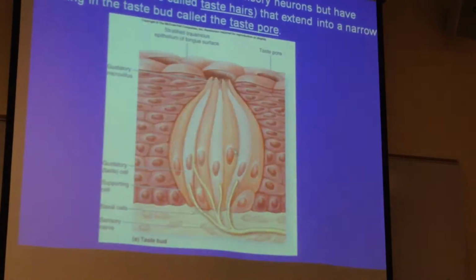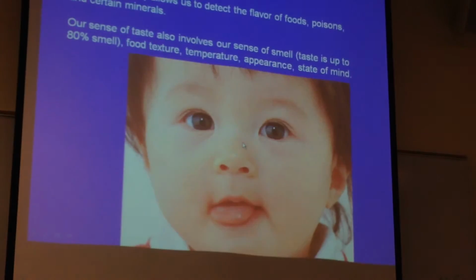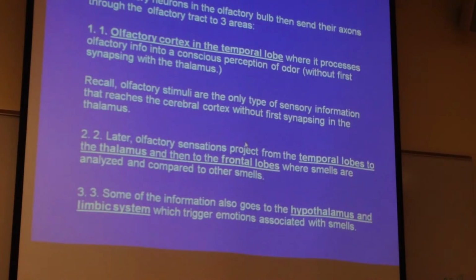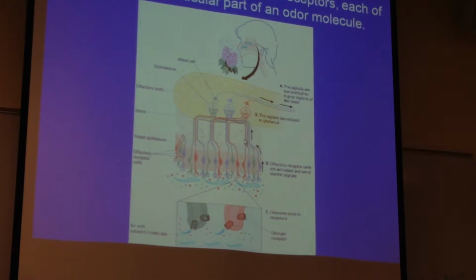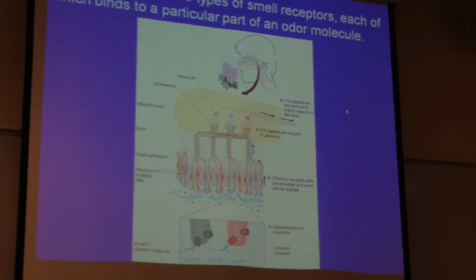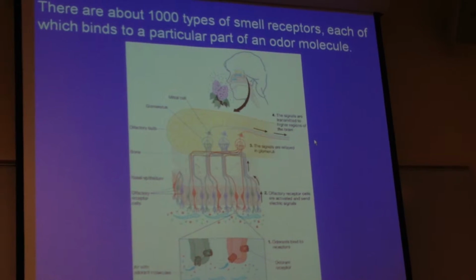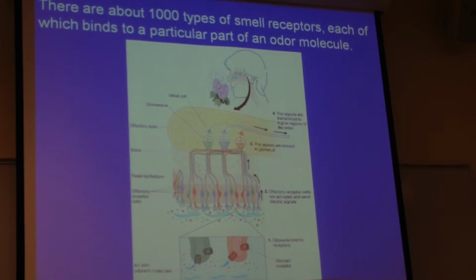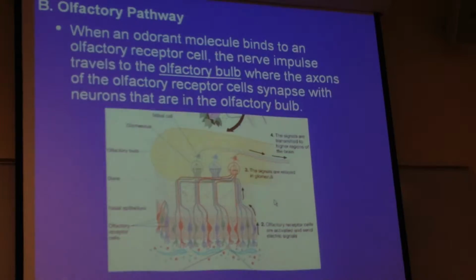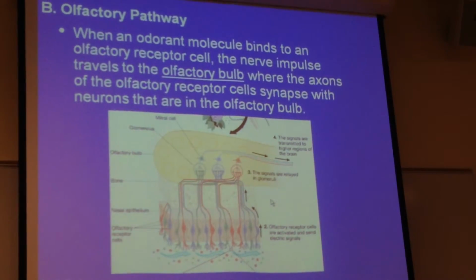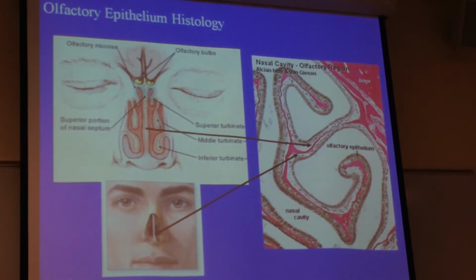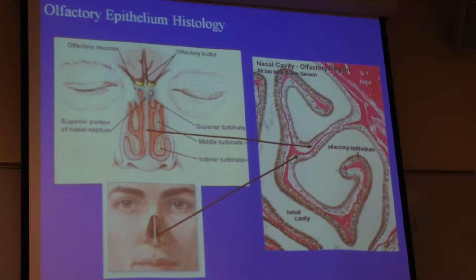Here we go. This one is just showing you the olfactory epithelium. In our olfactory system, there are about 1,000 different types of smell receptors. Each one binds to a particular part of an odor molecule. Those are located at the very top of the nose. That olfactory epithelium is located at the very top, where we see there in blue.